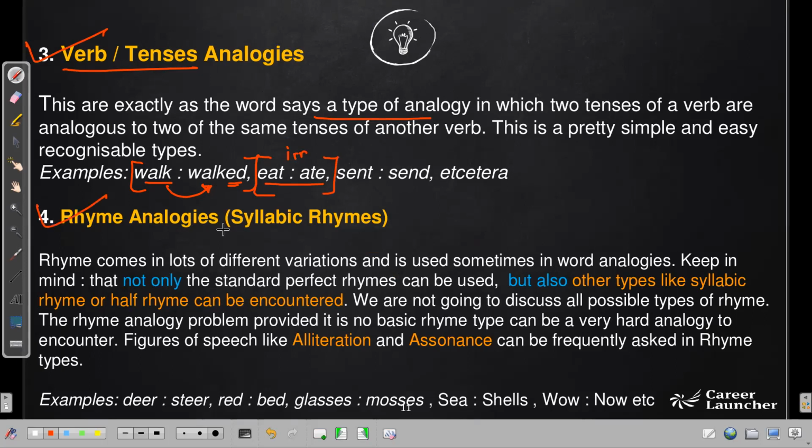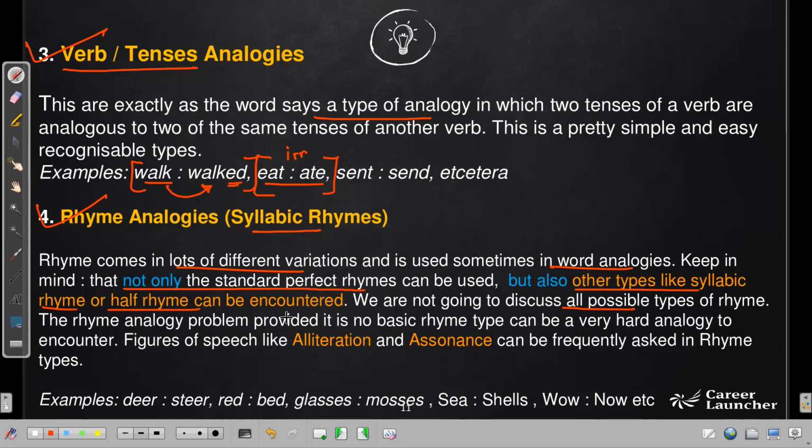And then rhyming schemes, analogies of syllabic rhymes. Rhyme comes in a lot of different variations and is sometimes used as word analogies. Keep in mind that not only standard perfect rhymes can be used, but other types like syllabic rhyme or half rhyme can be encountered. We're not going to discuss all the possible types of rhyme because that can be a separate session, but you can just Google what half syllable and full syllable are. If you have basic knowledge, I believe you can do it. Rest assured, nobody is going to give you a very complex question on analogies.